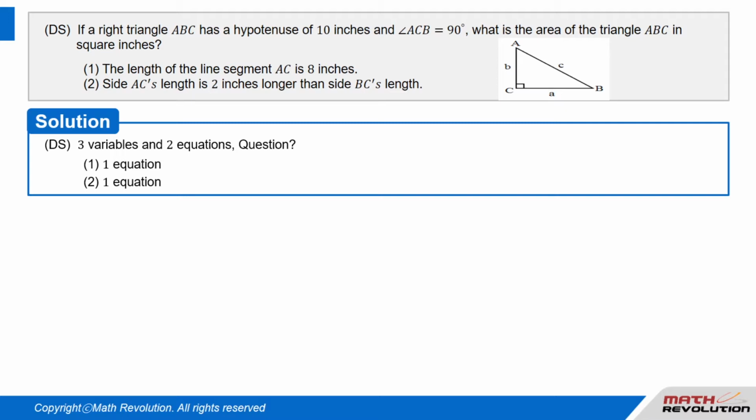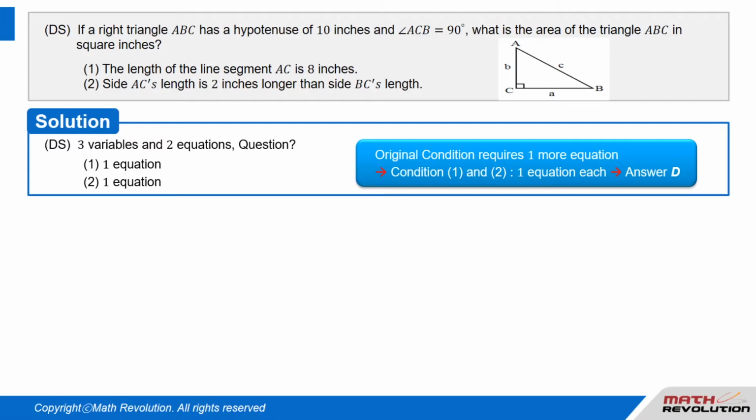Let the original condition in a DS question contain 3 variables and 2 equations. Now, 3 variables and 2 equations would generally require 1 more equation for us to be able to solve for the value of the variables. We know that each condition would usually give us an equation, and since we need 1 equation to match the number of variables and equations in the original condition, the equal number of equations and variables should logically lead to answer D. Wow! You can also solve geometry questions using the variable approach.